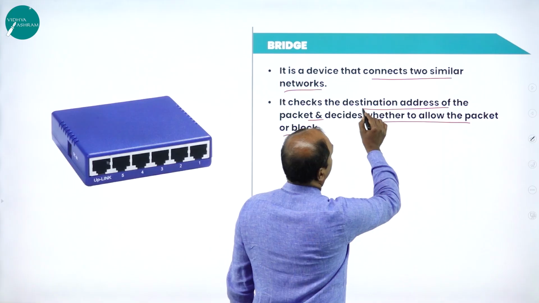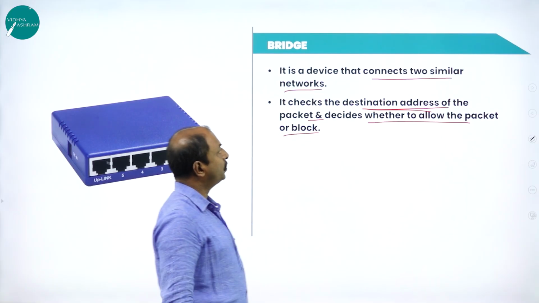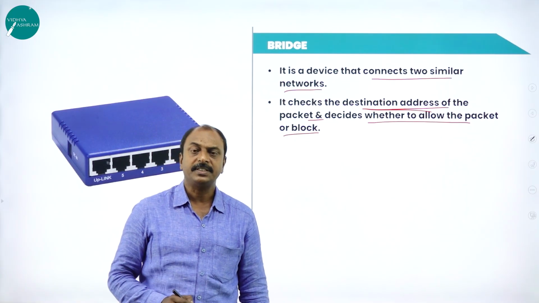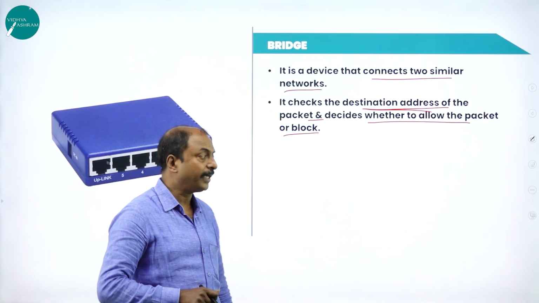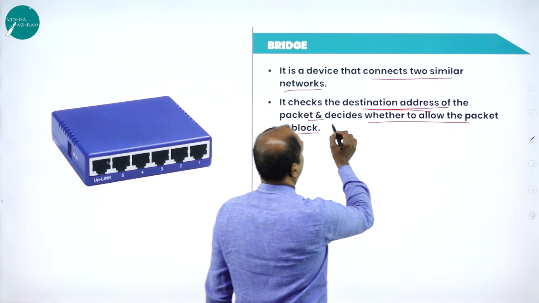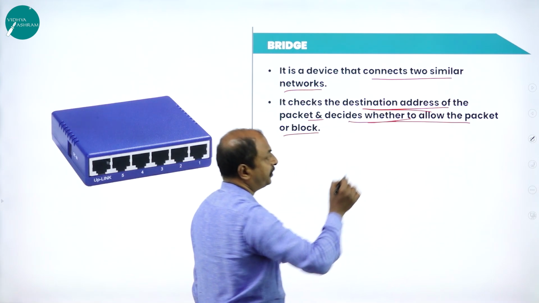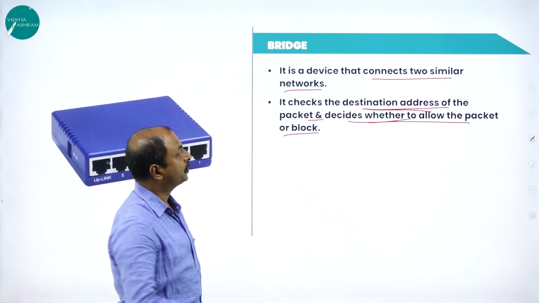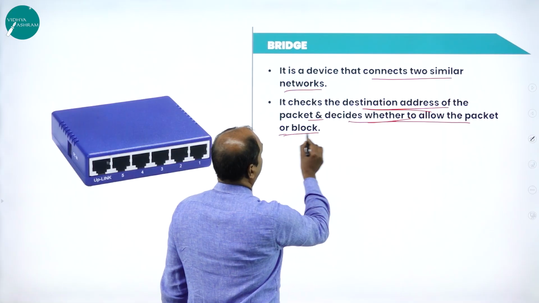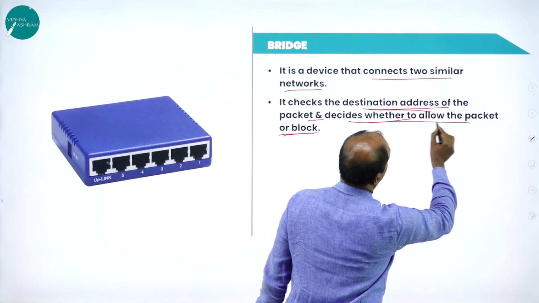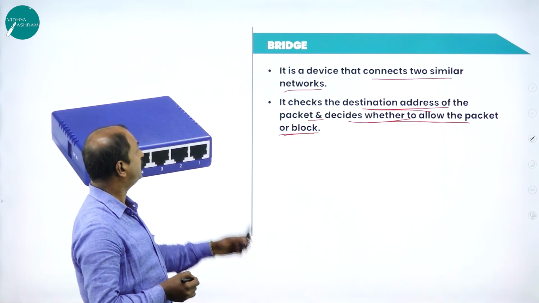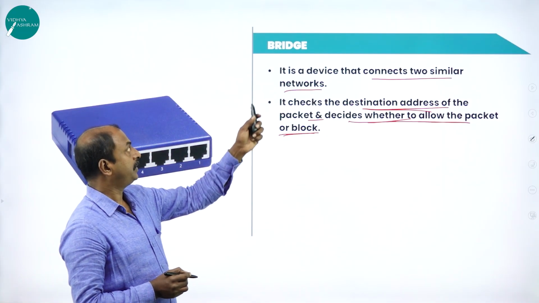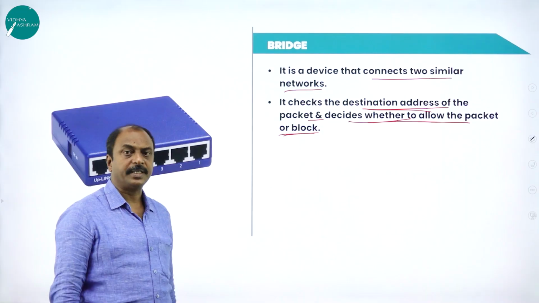it checks for the destination address. If the destination address is within the same network or the same segment, then the packet or data is going to be transmitted to the destination. Otherwise, it is going to drop the packet, not allow the packets, or block the packets at this point itself. So this is one of the network devices, the bridge.